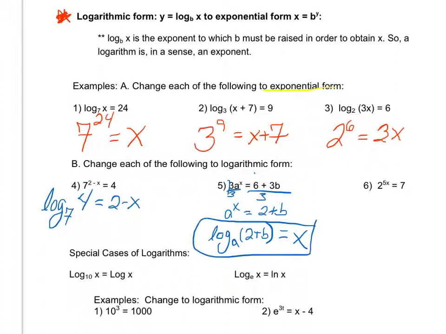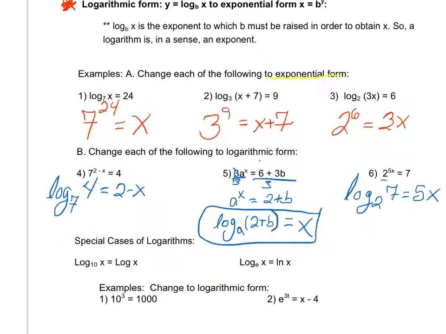One more example of changing to logarithmic form. Great one for you to try if you want to briefly pause the video. Now that you've had a chance to try one on your own, let's see how you did. So I'm going to write log. I'll keep my same base. I'm going to take the log of whatever I'm equal to in exponential form. So log base 2 of 7 equals, I set it equal to my exponent, 5x. That's how I'm going to change back and forth.